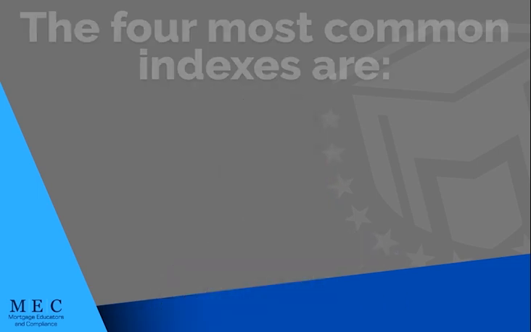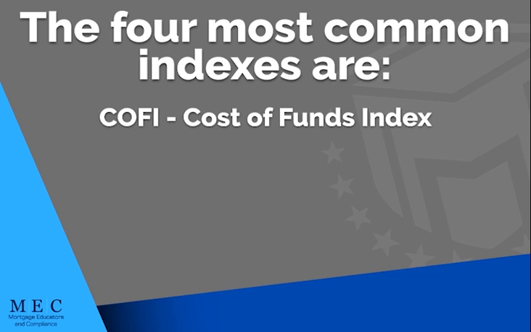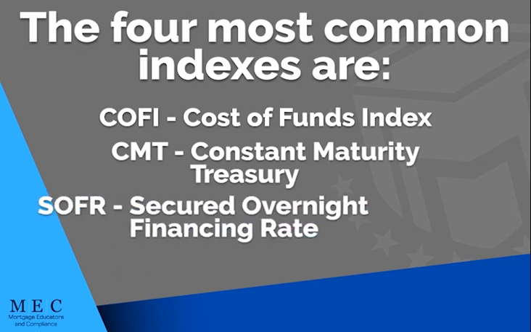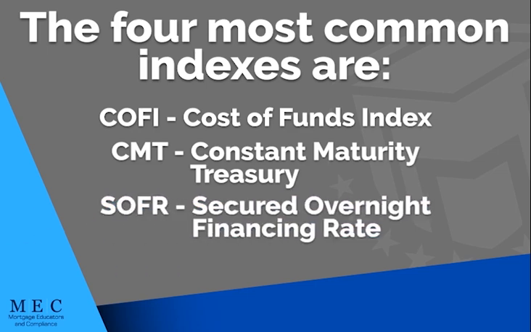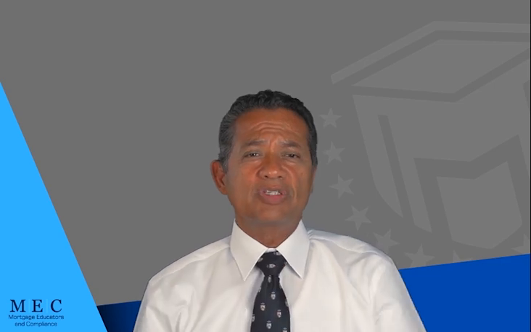Okay, cool. The four most common indexes are COFI, the cost of funds index, CMT, constant maturity treasury, SOFR, the secured overnight financing rate, and then an old one, which you might see older loans that were tied to, is the LIBOR, the London Interbank Offered Rate. It was an index that was used through 2020, but it was done away with in 2021.